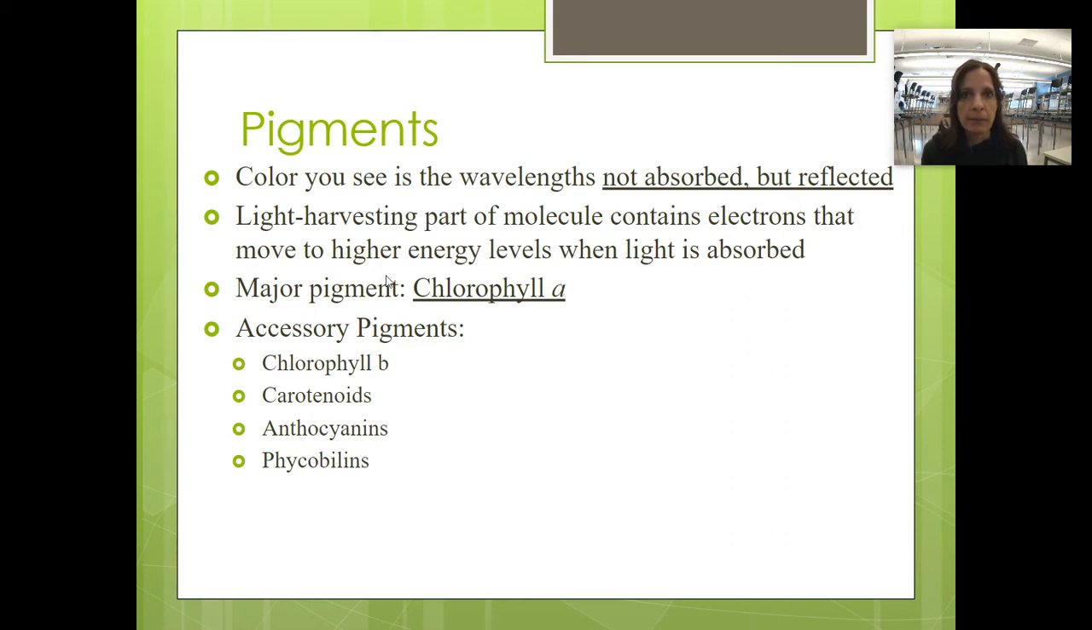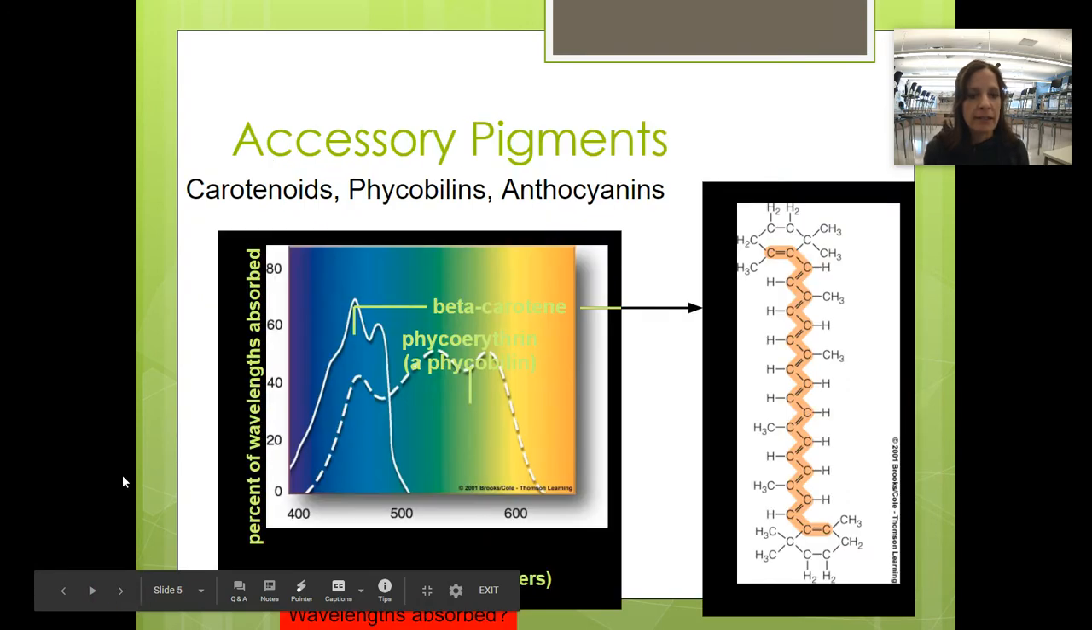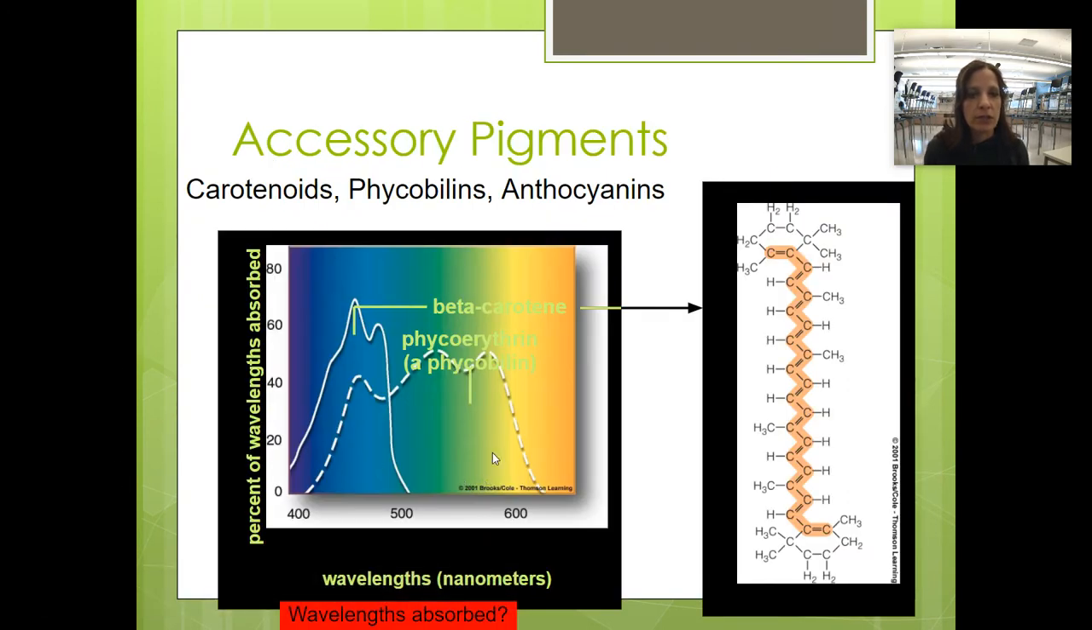That's the whole goal. So chlorophyll A is the major pigment, and then also plants have chlorophyll B, carotenoids, anthocyanins, and phycobilins. So if you look at this new chart, you can see that these other accessory pigments absorb in that middle region we talked about before that chlorophyll doesn't. So if a plant has all of these accessory pigments plus chlorophyll, then it's able to absorb as much of the sun's light as it can.